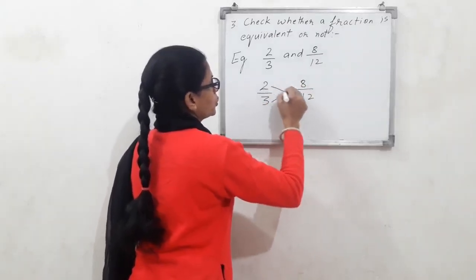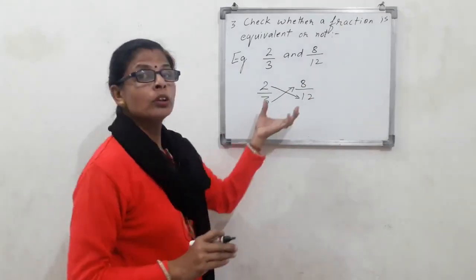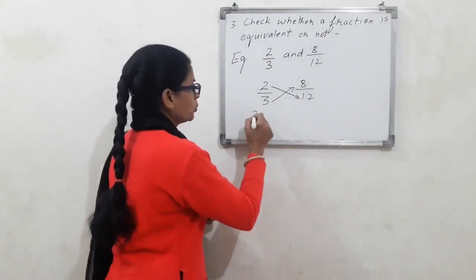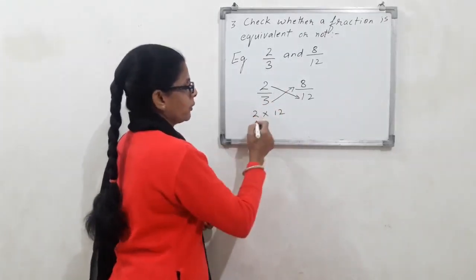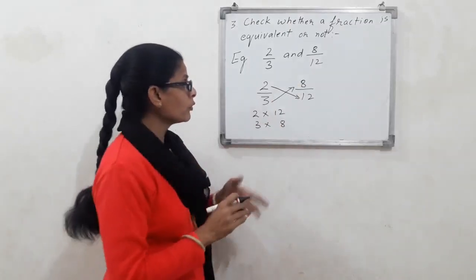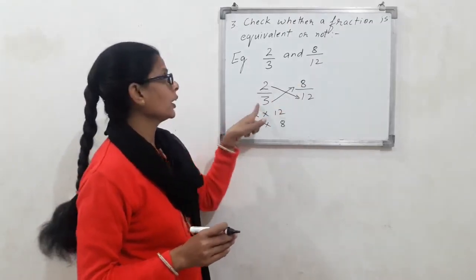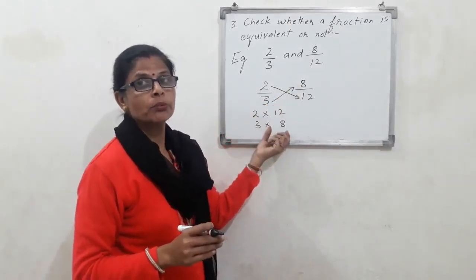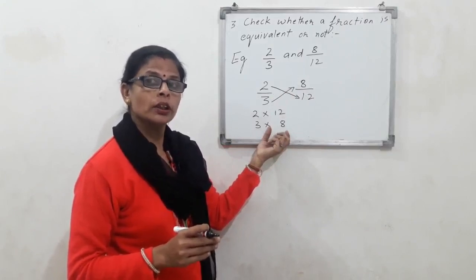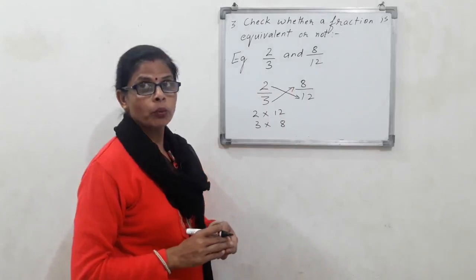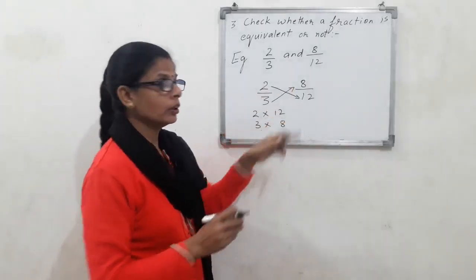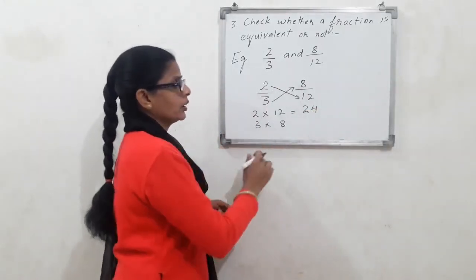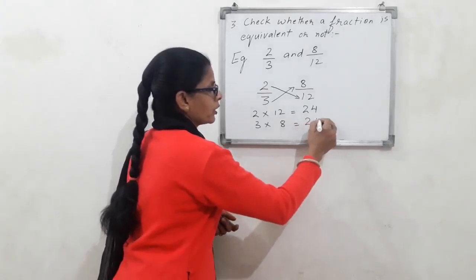Cross multiplication we have to do. So we will multiply 2 by 12 and 3 by 8. When we multiply 2 by 12 and 3 by 8, if the products of both of them are the same, are equal, then the fractions are equivalent. So 2 multiplied by 12 gives the product 24. And 3 multiplied by 8 gives the product 24.